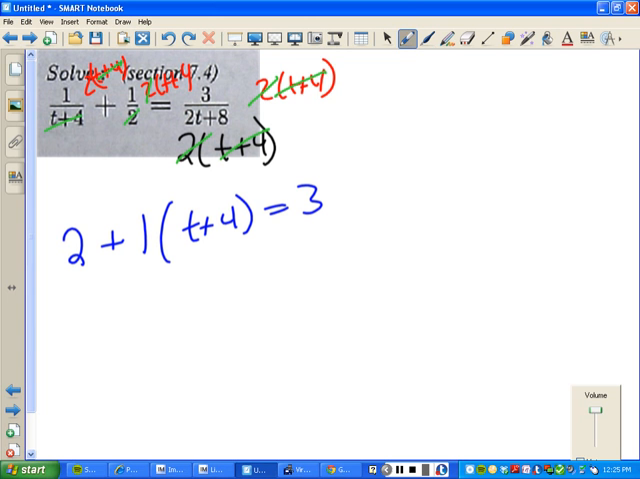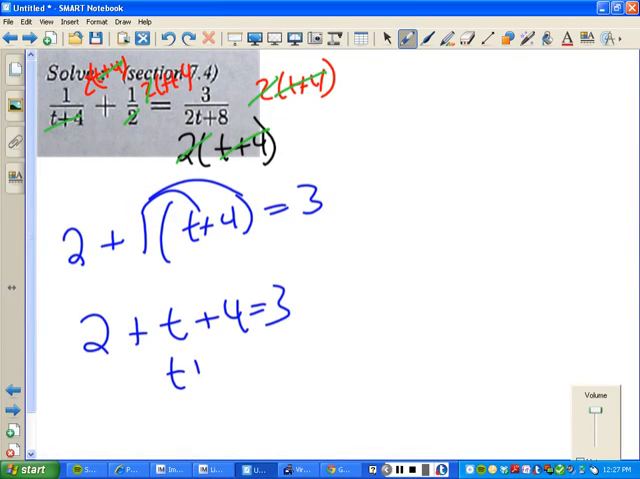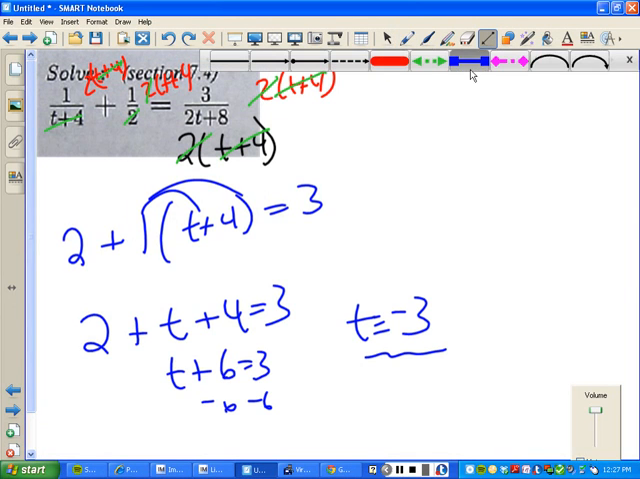Let me pause there for station identification. We're going to distribute: 2 plus t plus 4 equals 3. T plus 6 equals 3. T equals negative 3.